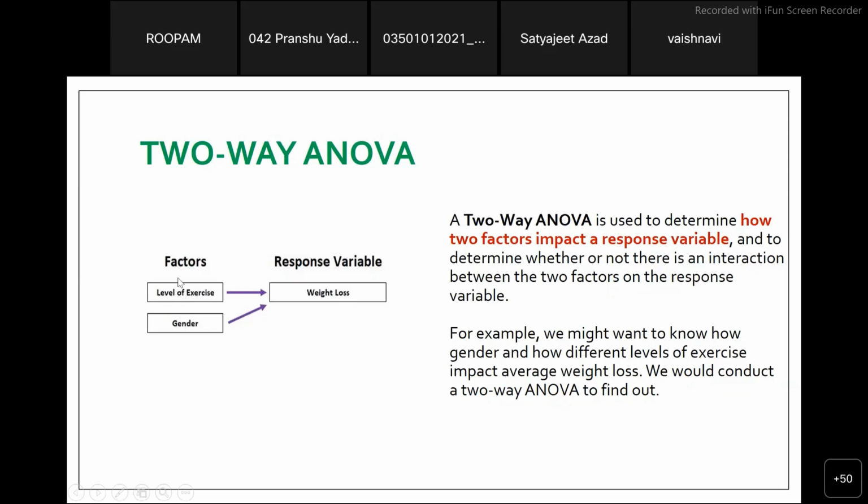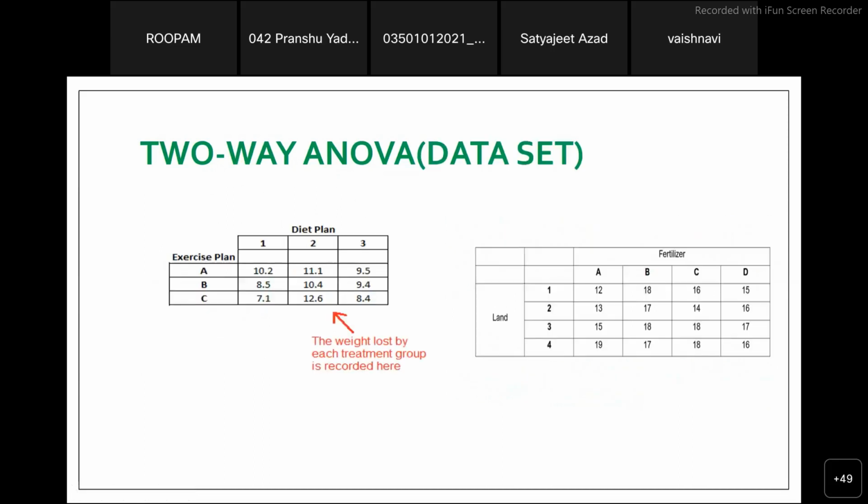So I'll show you if I merge these two factors and then check the weight loss. If the level of exercise is, let's say, X, Y, Z, and gender is male, is there some significant weight loss or not? In two-way ANOVA, just understand that there will be two factors, and we check their impact on the response variable using two-way ANOVA. Okay, this is a simple one.